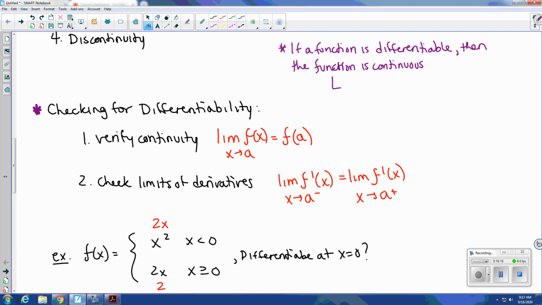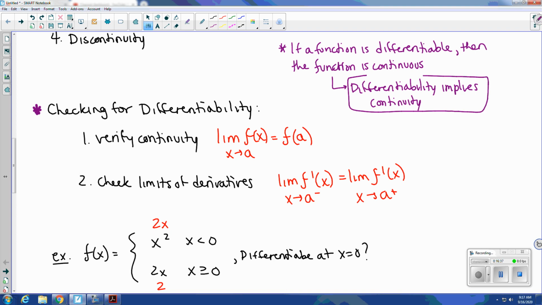So what this is saying is differentiability implies continuity. So section that off somewhere. Differentiability implies continuity. If we're told the function's differentiable, we know it is continuous. Very important to understand. And that is the conclusion to differentiability.